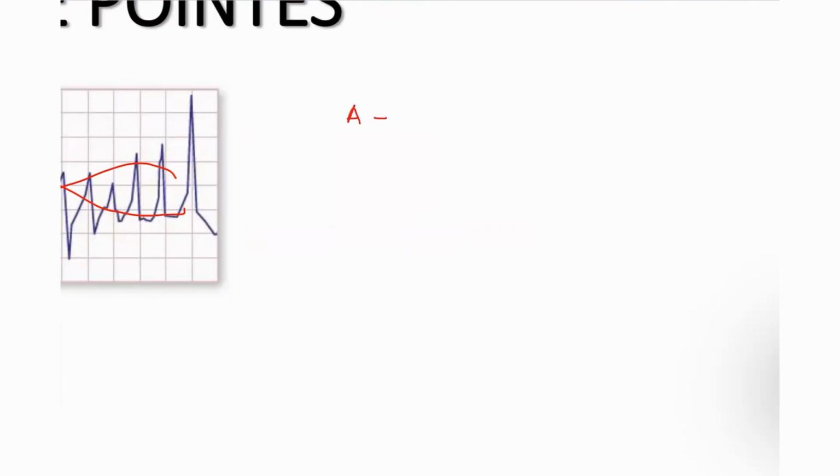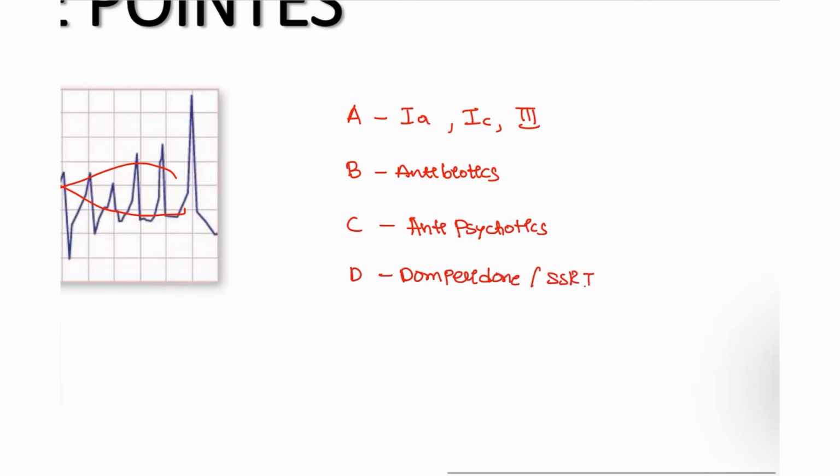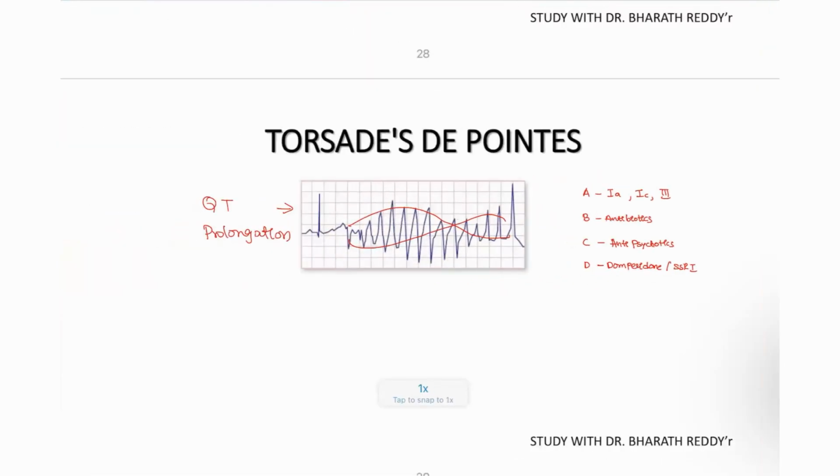First, antiarrhythmic drugs class 1A, class 1C, and class 3. Next, B for antibiotics, for example azithromycin and fluoroquinolones, and C for antipsychotics, clozapine. There are other drugs also, such as domperidone or the SSRIs. These drugs can also cause torsades de pointes. What is the drug of choice for this patient? Magnesium sulfate. IV magnesium sulfate is given for this patient.